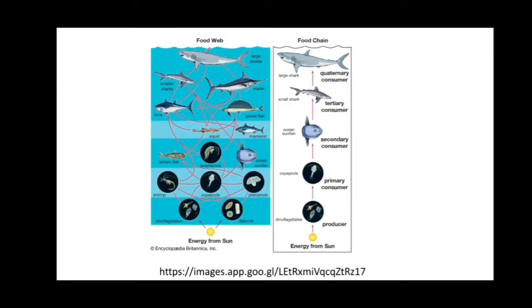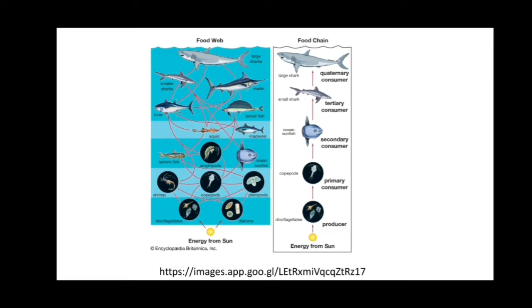Again, the food web and the food chain. You can see here the difference between the food chain and the food web. Here in the food web you can see the interlocking pattern. The red color lines show the interlocking of the different aquatic food chains. Here the main source is the sunlight.